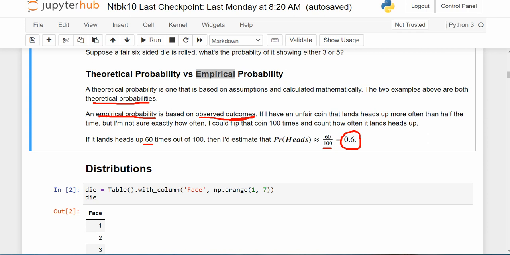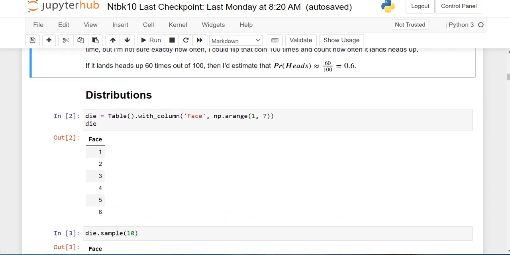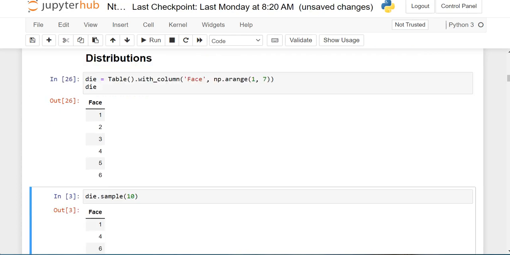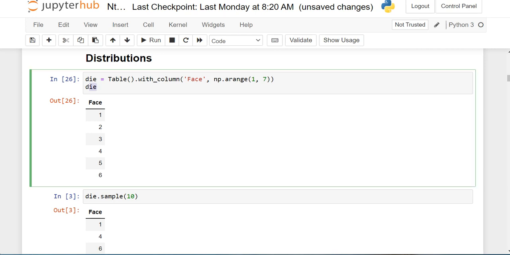Okay, so theoretical probabilities can be hard to calculate, especially some of the ones we're going to look at. But empirical probabilities are really easy. So look at what this is doing. We're just making a table with one column. It has the title face, and this np.arange 1 to 7 will create the numbers 1, 2, 3, 4, 5, 6. Remember, np.arange always stops one item before the ending number that we put here. All right. And when we execute that, we get what you might think. We get the faces on a die.